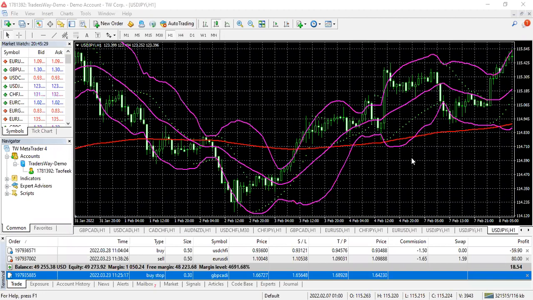All right, so you can plot it on your MT4 and give it a trial. Practice it. Practice it. Practice it. So I think that will be all for today's training.